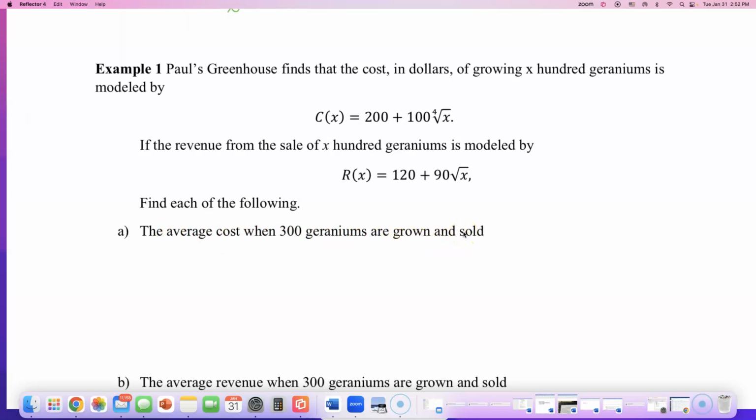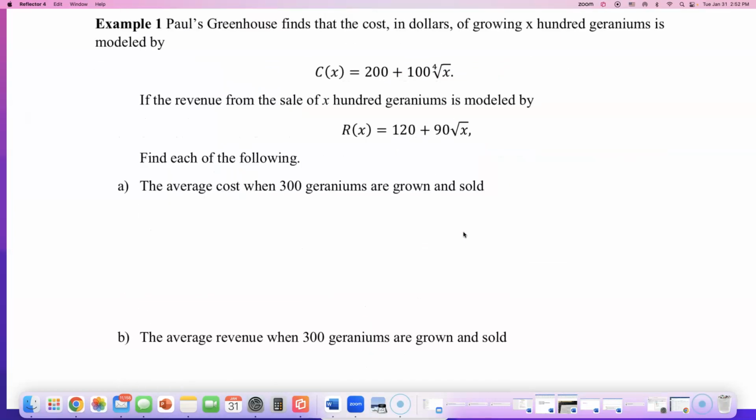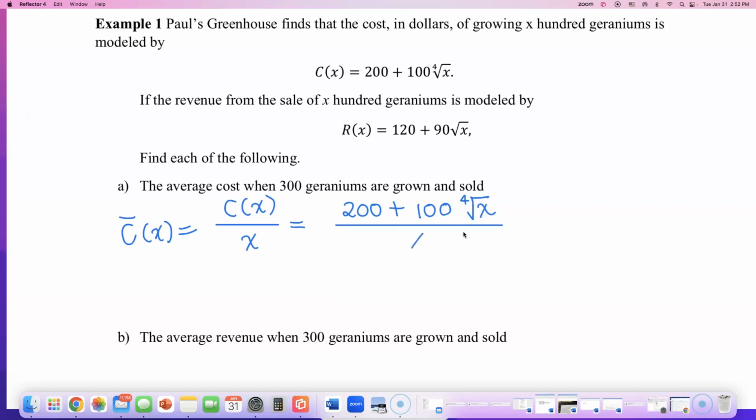So let's write the average cost function first. The average cost is going to be the cost function divided by X. So 200 plus 100 times the 4th root of X, divided by X. And this is what you're going to plug in 300 into.